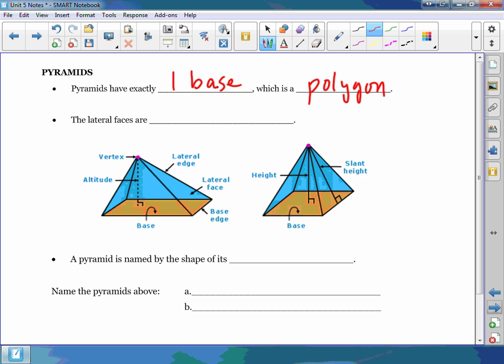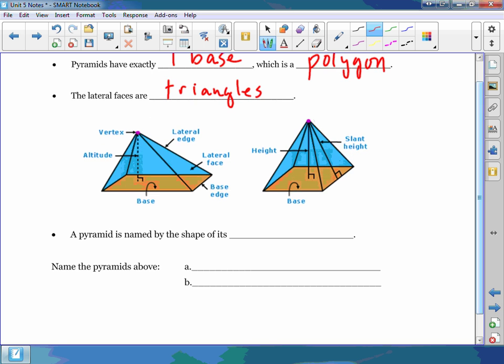And if you remember earlier, we said that the number of lateral faces, which we said earlier are triangles, the number of lateral faces is always determined by the number of edges on the base. So if it was a pentagonal pyramid, then you're going to have 5 triangles that make up the lateral faces. A pyramid is also named for the shape of its base.